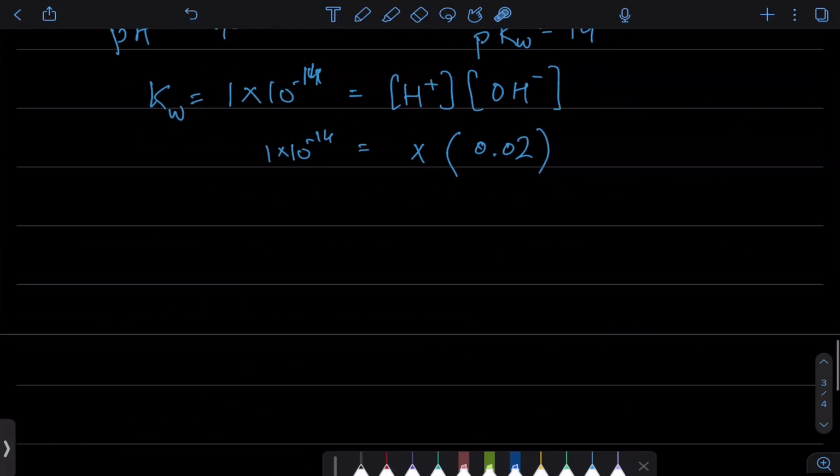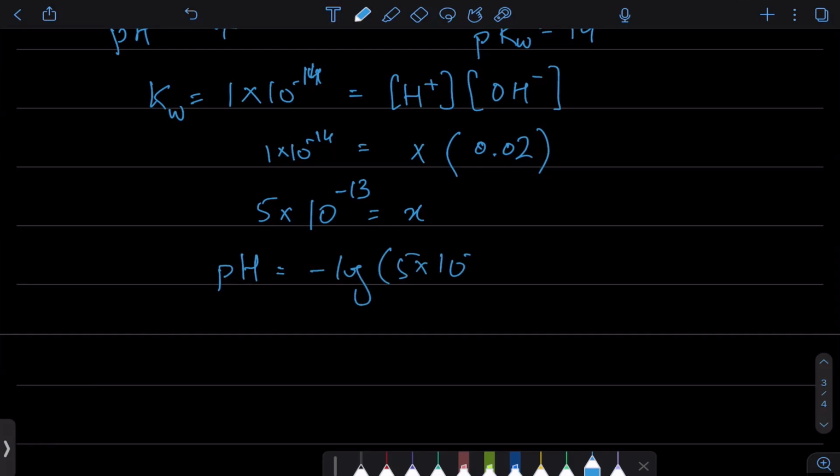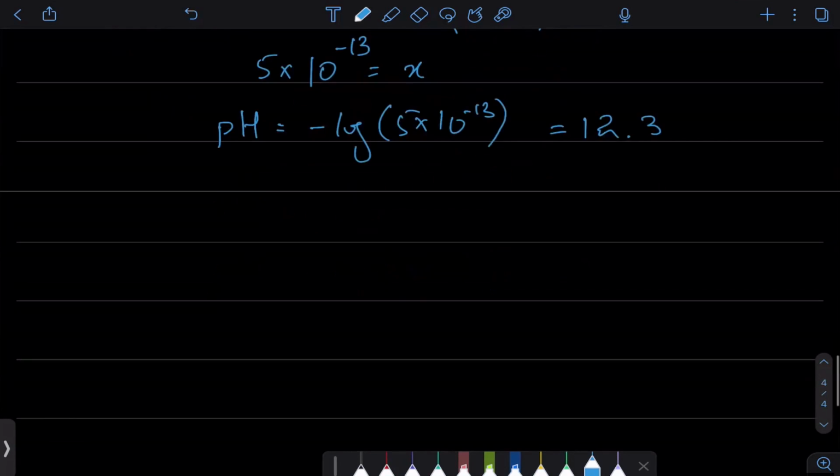So now this gives me this. So I'll just solve this and X will come out to be 5 times 10 to the power minus 13. So this is telling me the H positive is this. So I will take the pH of this. So minus log of 5 into 10 power minus 13. And if you solve it, you can easily figure this out. So this will be 12.3. So clearly I have a very high pH, which is telling me that this is a highly alkaline solution.